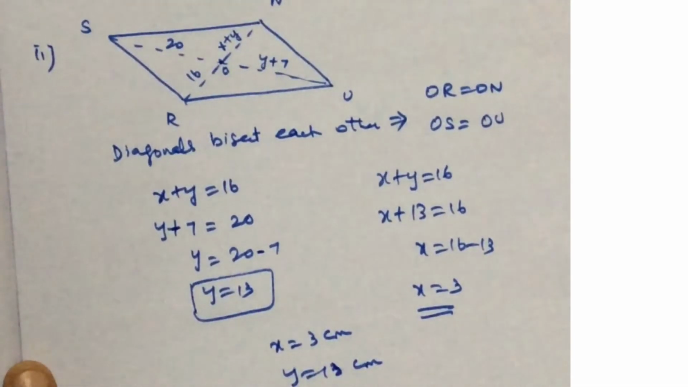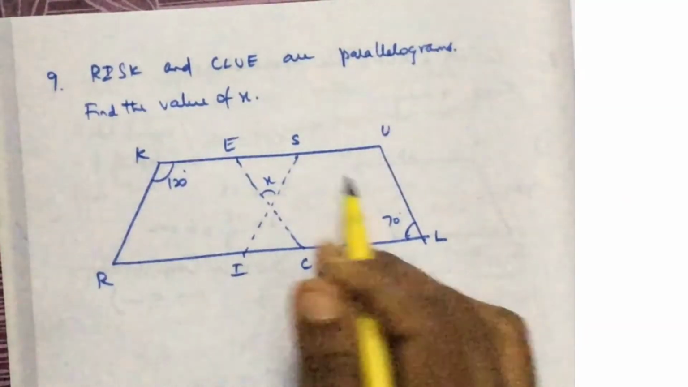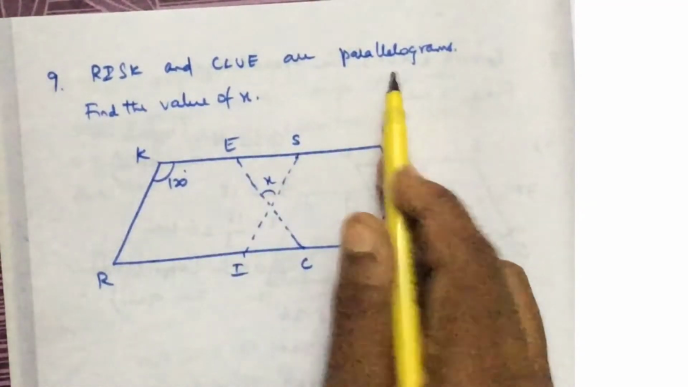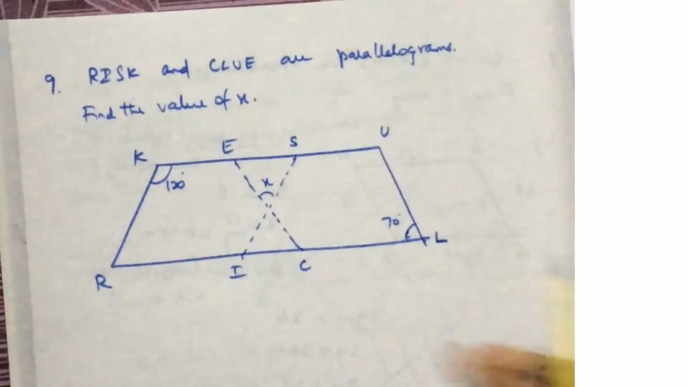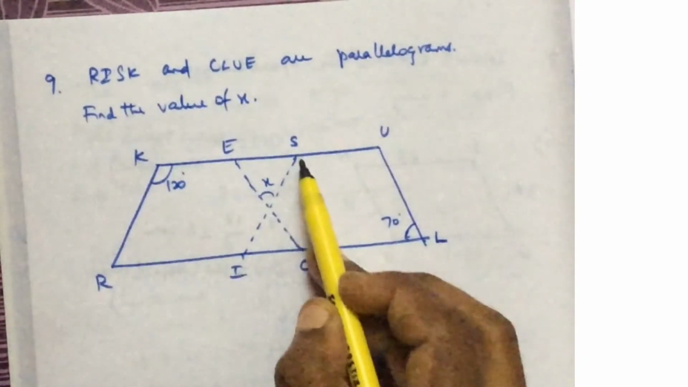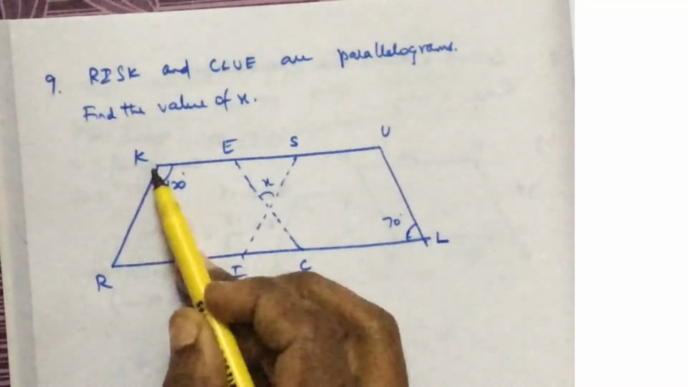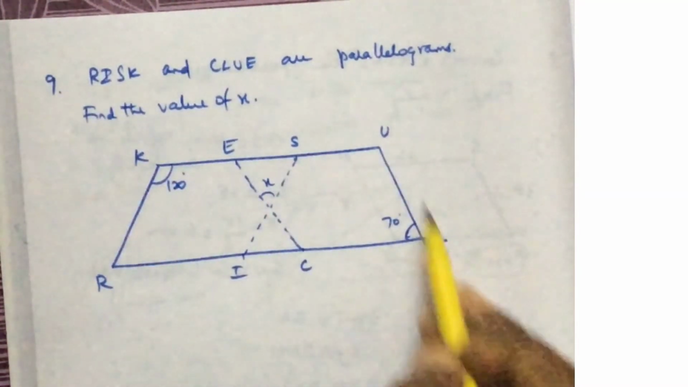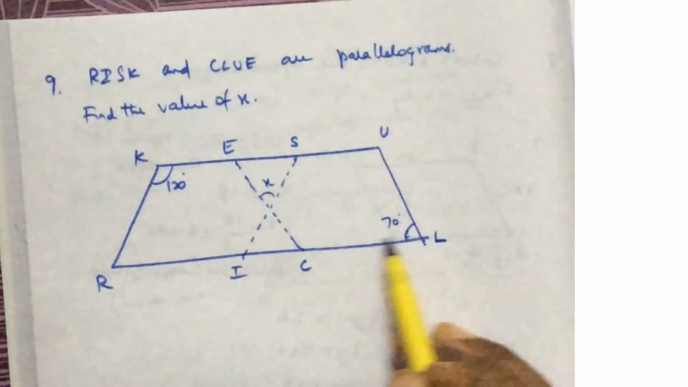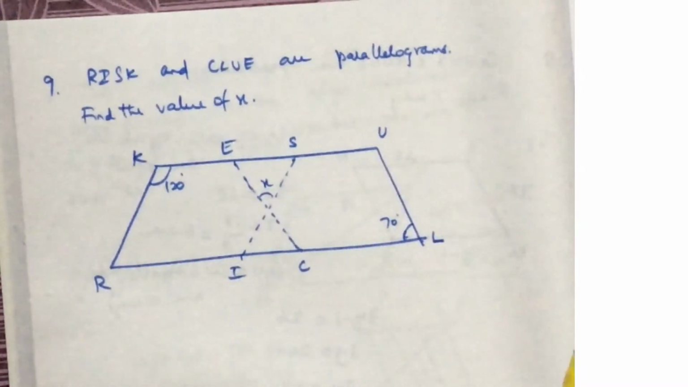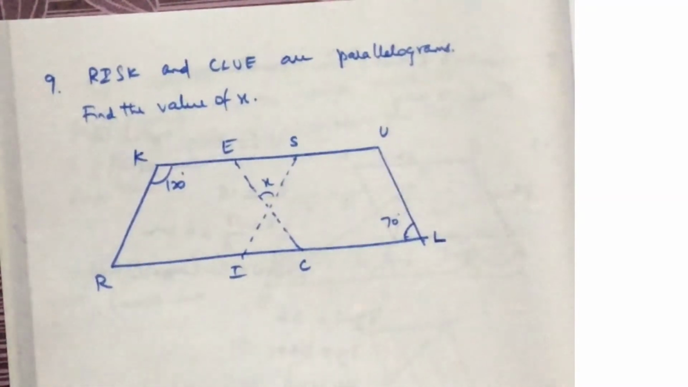This is the answer. Next problem is, RISK and CLUE are parallelograms. Find the value of x. If you see here, RISK, this thing is a parallelogram. There is another parallelogram, CLUE. This is a parallelogram. So, now we have to find what is the value of x.